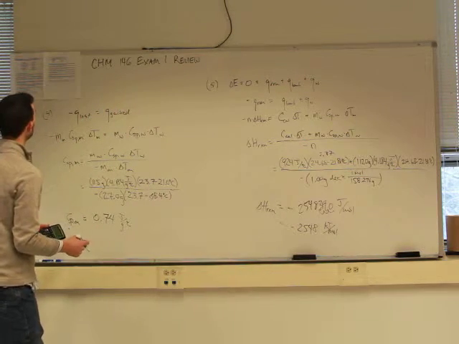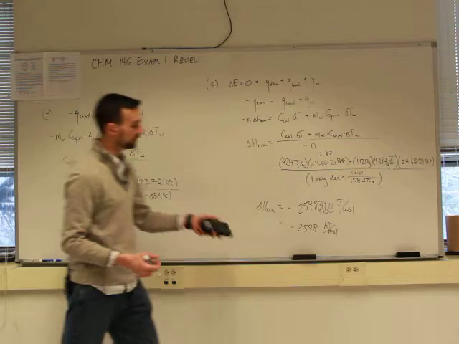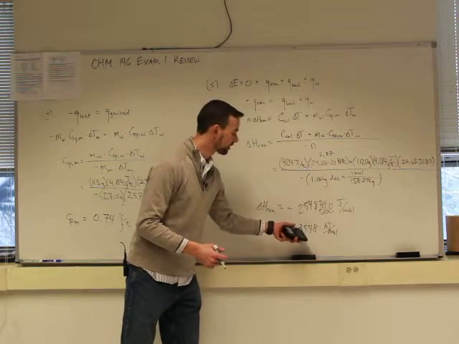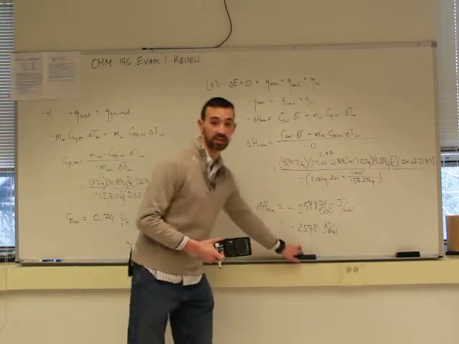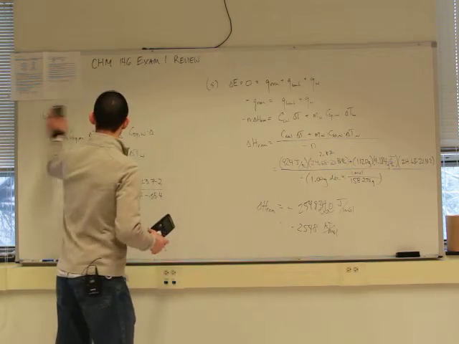Okay. To 3 significant figures, that would be 2,550 or 2.55, which is what I've put in the answer key on your sheet. All right.